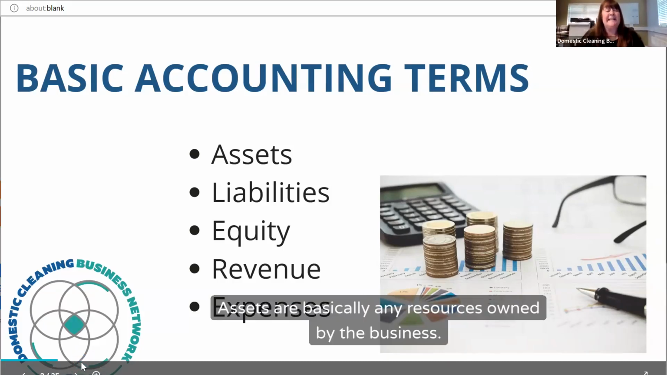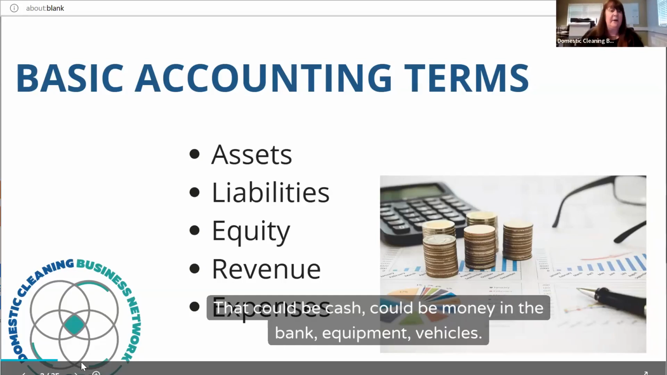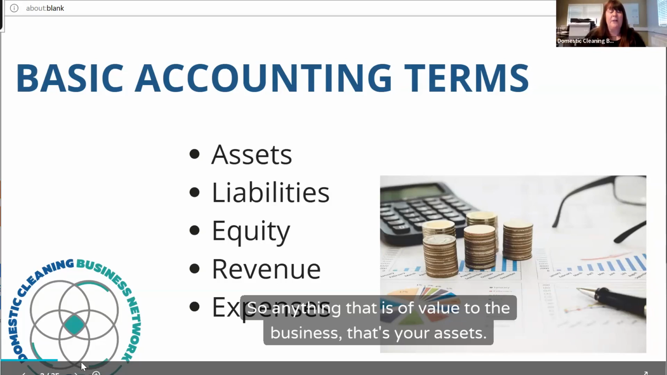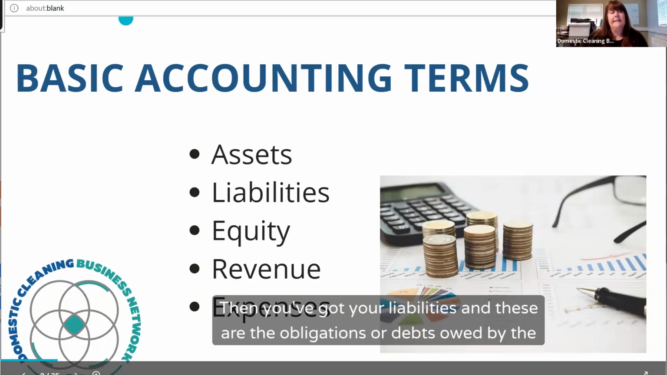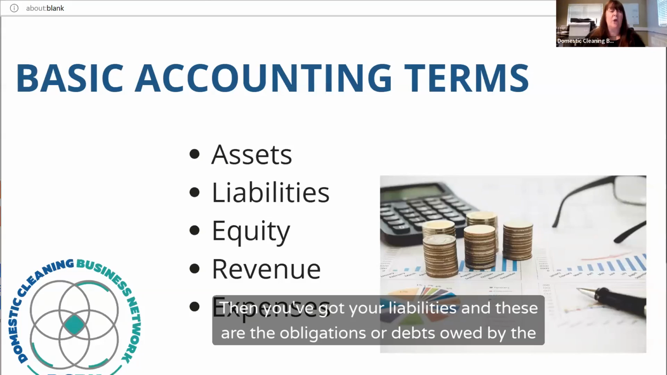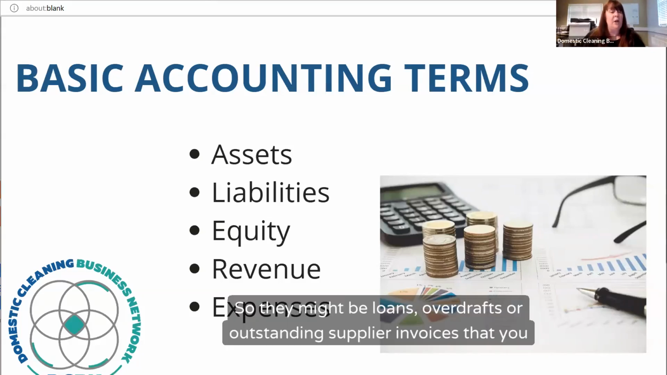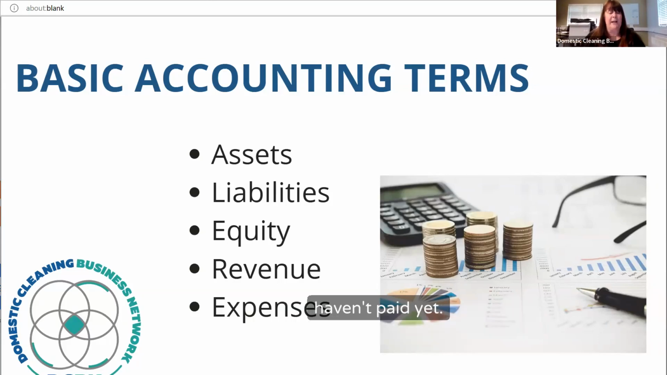So assets are basically any resources owned by the business. That could be cash, money in the bank, equipment, vehicles. So anything that is of value to the business, that's your assets. Then you've got your liabilities, and these are the obligations or debts owed by the business. They might be loans, overdrafts, or outstanding supplier invoices that you haven't paid yet.